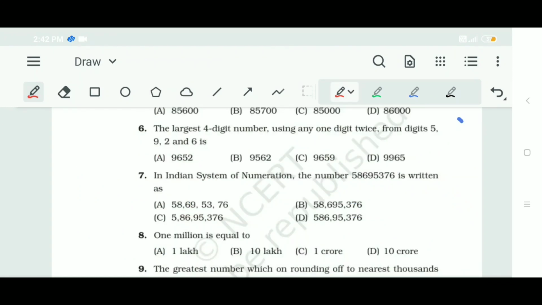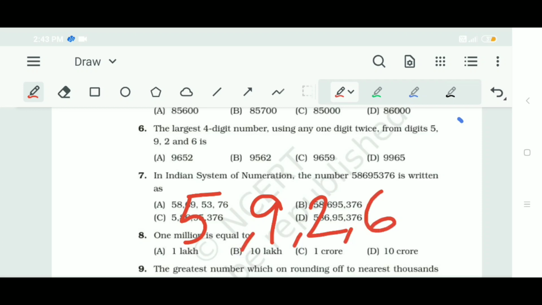In question number 6 it is written, the largest 4-digit number using any one digit twice from the digits 5, 9, 2 and 6. These are the 4 digits which we have to use, while we can use any one of the digits twice for making it the largest 4-digit number. Okay.